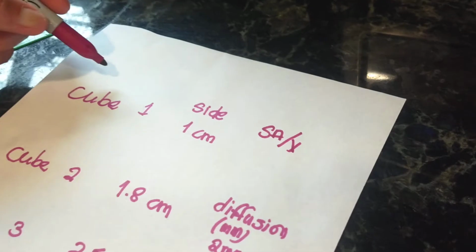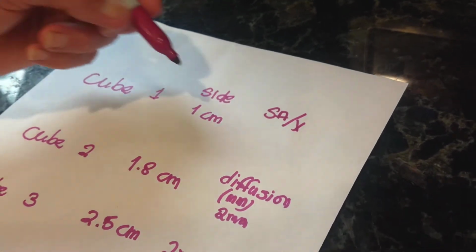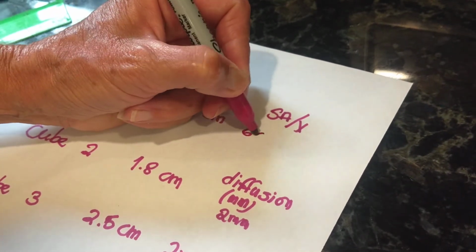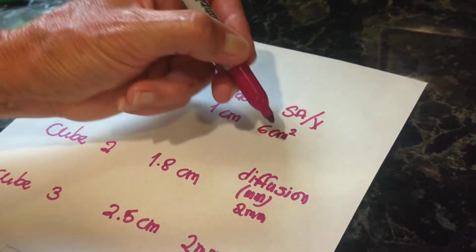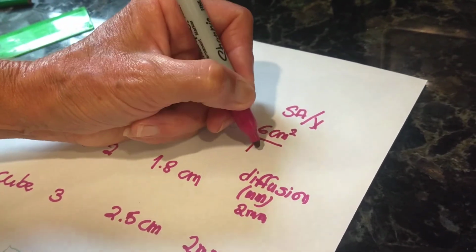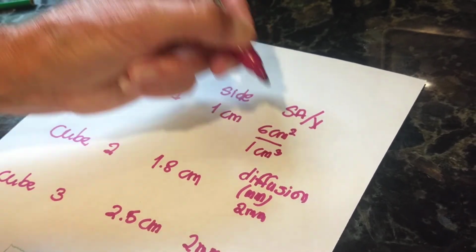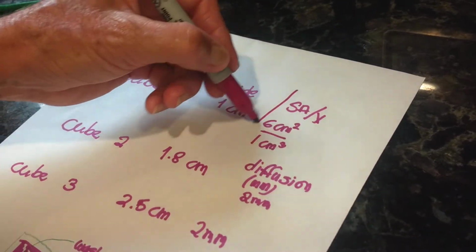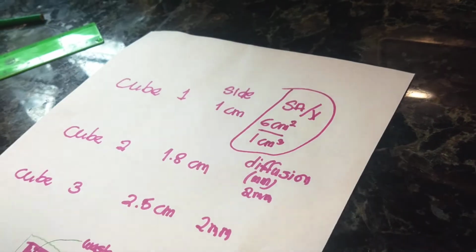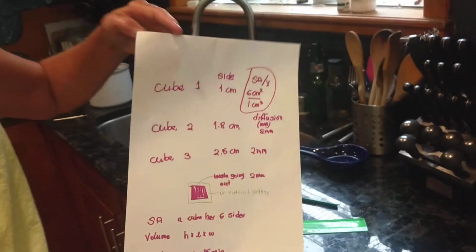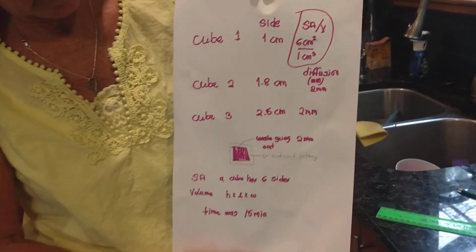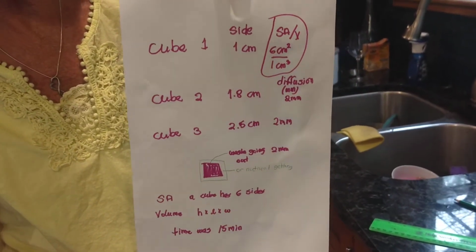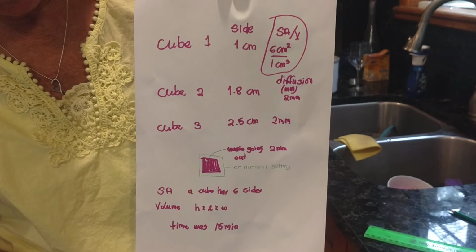So in this case, the surface area for the small cube was 6 centimeters squared. And that's area. And then the volume was 1 centimeter cubed. So you can calculate that, right? So this is what we have for cube 1. And then you can do the same thing for the other 2 cubes. And you should be able to answer all the questions in that lab packet.